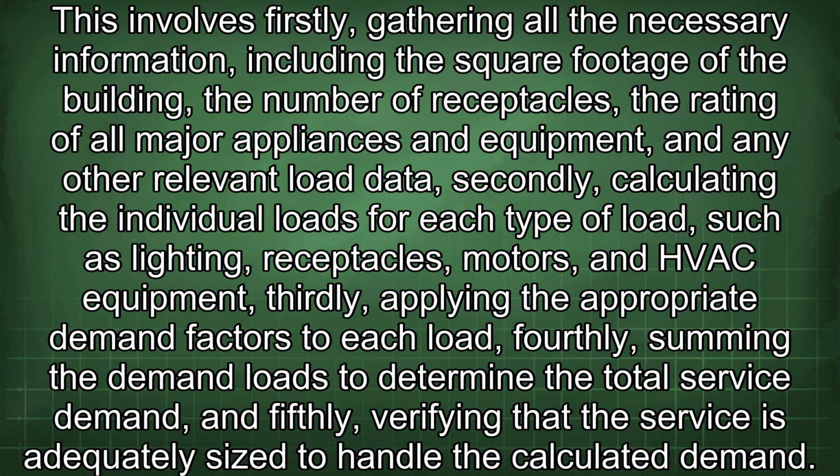This involves firstly gathering all the necessary information, including the square footage of the building, the number of receptacles, the rating of all major appliances and equipment, and any other relevant load data. Secondly, calculating the individual loads for each type of load, such as lighting, receptacles, motors, and HVAC equipment. Thirdly, applying the appropriate demand factors to each load. Fourthly, summing the demand loads to determine the total service demand. And fifthly, verifying that the service is adequately sized to handle the calculated demand.